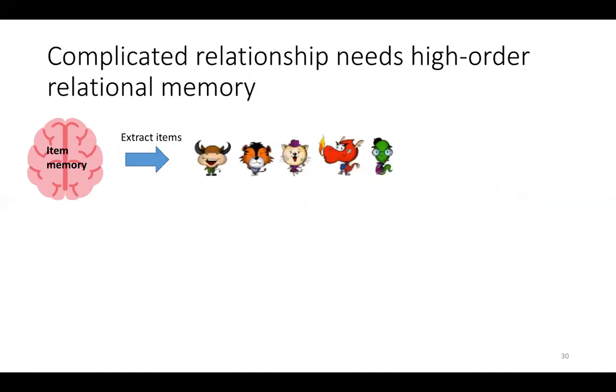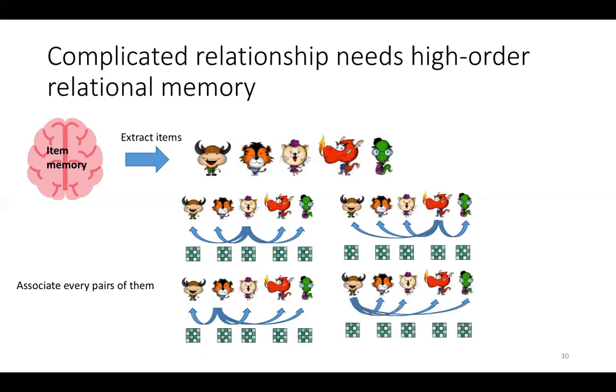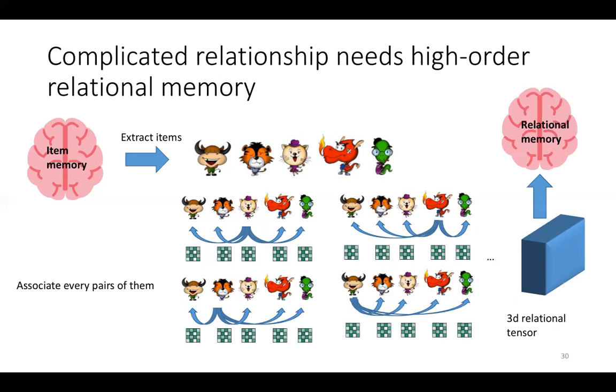That is the complicated details. So let's have a look at some motivation or some illustrative example. Given that you have an item memory, you can extract the items, right? And you can associate every pair of them using the outer product to create a 2D matrix for each relationship. Because it is a 2D matrix, it's very rich, much better than the scalar dot product. And you can stack all of these relationships to form a 3D relational tensor, and it makes the relational memory. So that is the idea of this paper.